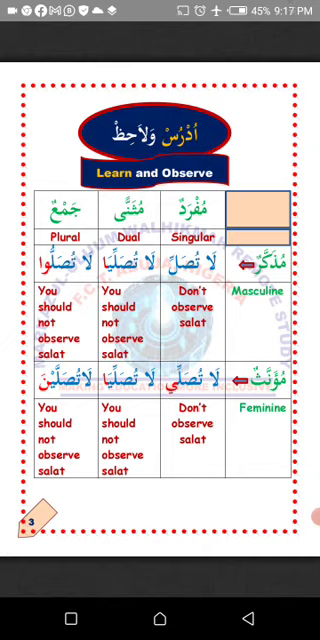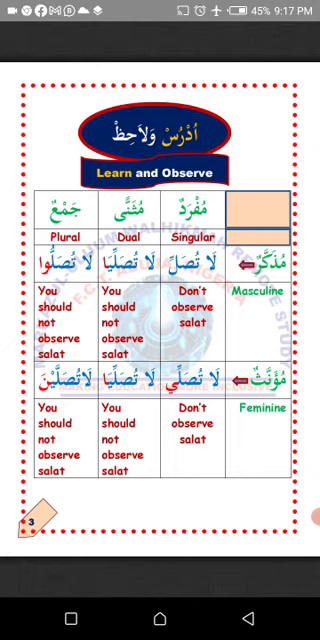So if there are two in number, all you need to do is to attach alifun to the last letter. Remember, once alifun is attached, the letter before it must take fataha, as we know that alifun is the mother of fataha in Arabic. So the verb la tusalli will now become la tusalliya. La tusalliya, which means you should not observe salah, commanding two male persons not to observe salah. So if there are more than two, all you need to do is to attach wawun to the last letter. So the verb la tusalli will now become la tusallu.